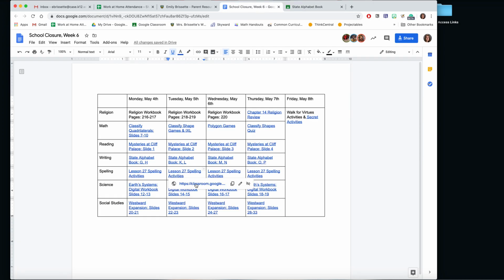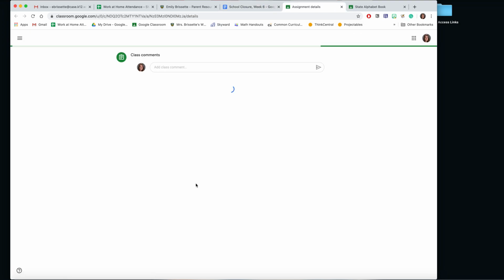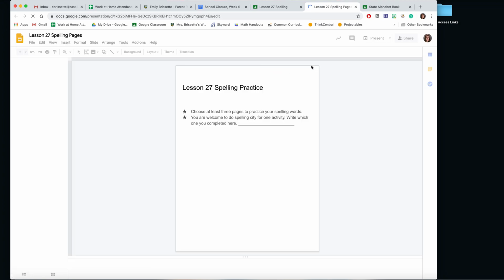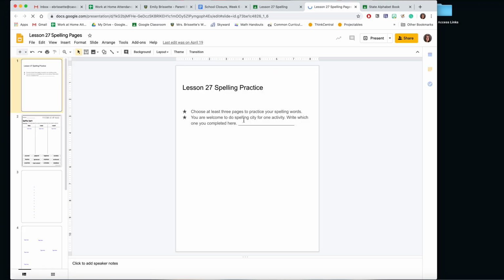For spelling, you have lesson 27 to complete. So be working on this. You get 3 pages that you need to do. One of them can be spelling city.